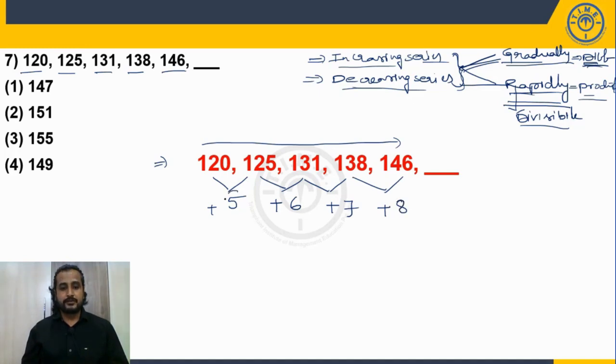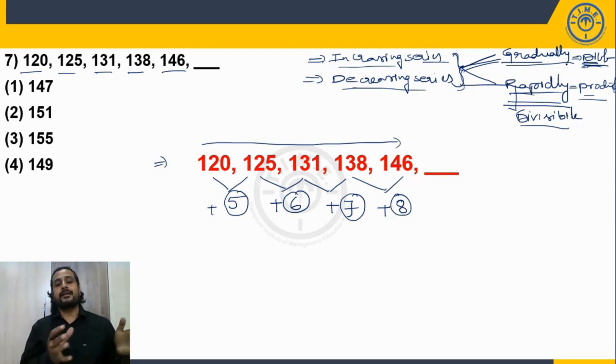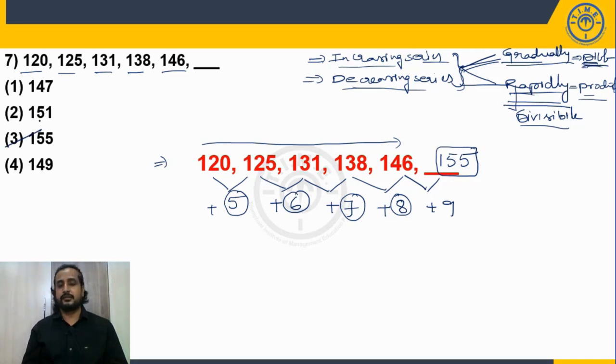Now look at these numbers: 5, 6, 7, 8. We are able to say that the logic is difference, but the difference is of which numbers? Again, the classification of numbers. Where will we get 5, 6, 7, 8 consecutively? In natural numbers. After 8, the natural number is 9. So 146 plus 9 is 155. The required answer is 155. Choice 3.